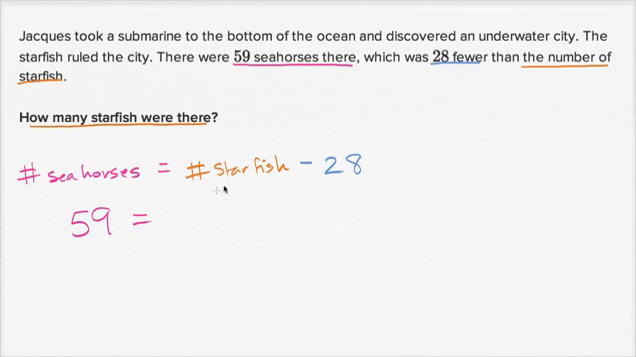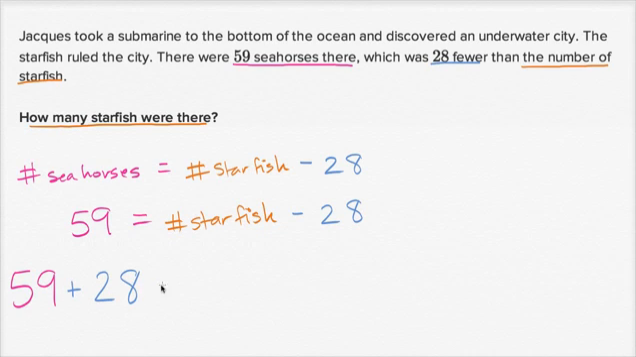So we can write this as 59 is equal to the number of starfish minus 28. Or another way to think about it is there's 28 more starfish than seahorses. So we could rewrite this as saying, whatever the number of seahorses is, they tell us there are 59 seahorses, there's going to be 28 more starfish.